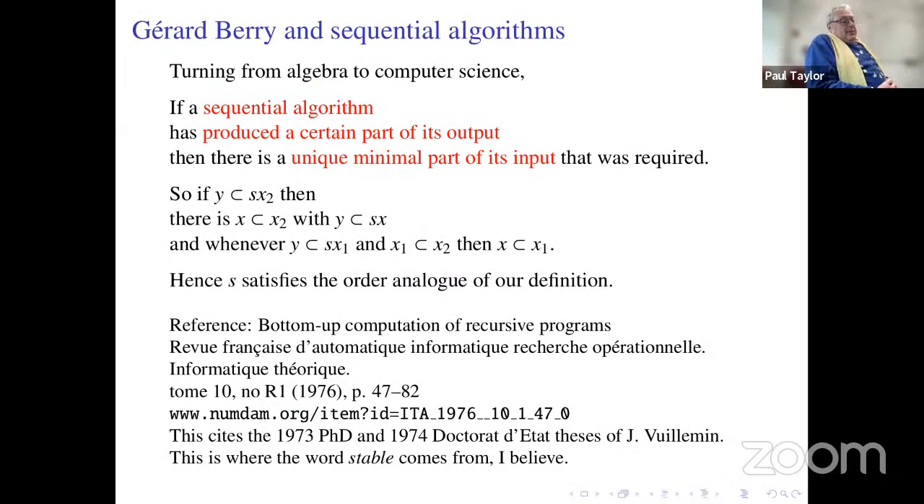Okay, so I'm going to switch from the category theory to another of the contributing ideas in this subject in the 1980s. The big project was to get what they call a fully abstract model of Plotkin's PCF, and in particular, we need to understand what a sequential algorithm is. Gérard Berry's initial observation on this is that a sequential algorithm, if it has managed to produce a certain part of its output, did that by using a certain minimal part of its input.